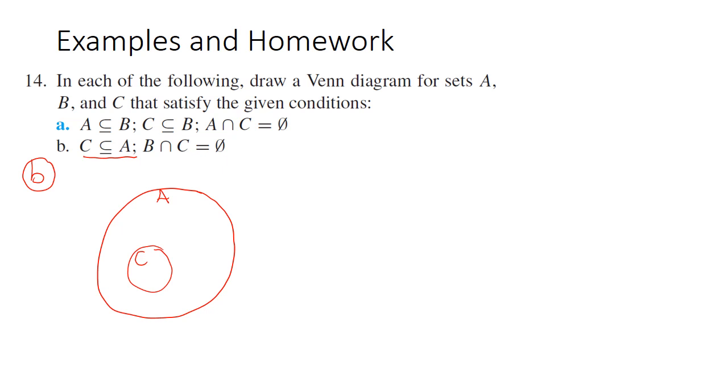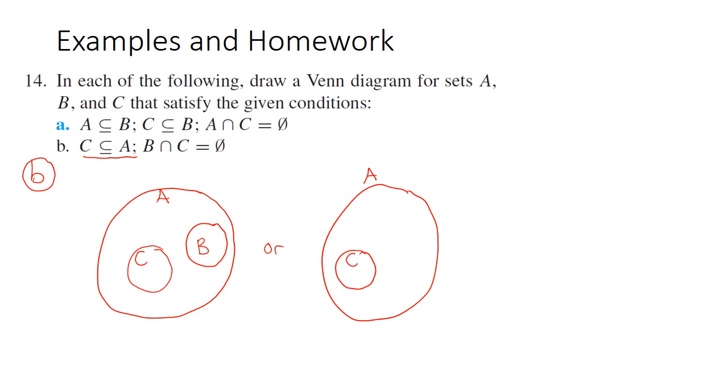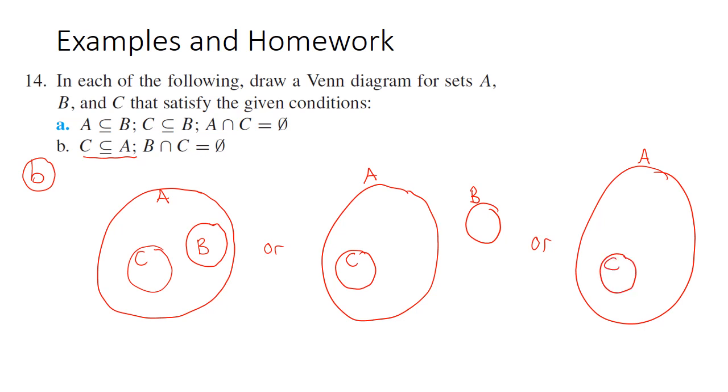There's quite a few ways that we could draw this. We could draw B in here, like this. Or another way to draw this could be, here's A, C is inside of A, B could be out here like this. Or a third way to do it, we could have B partly in A and partly outside of A, like this. Any of these ways would be fine, just so long as B and C are not overlapping at all.